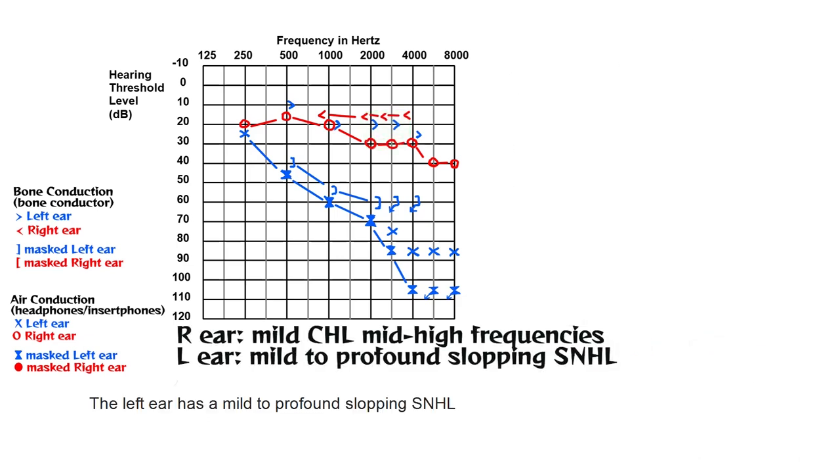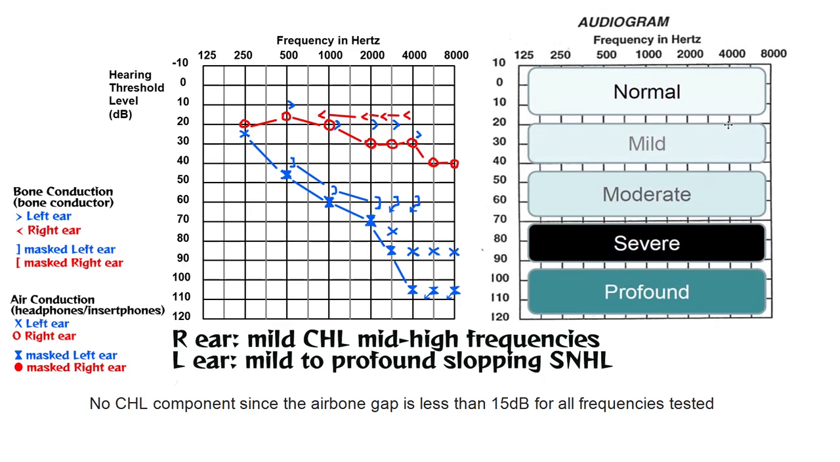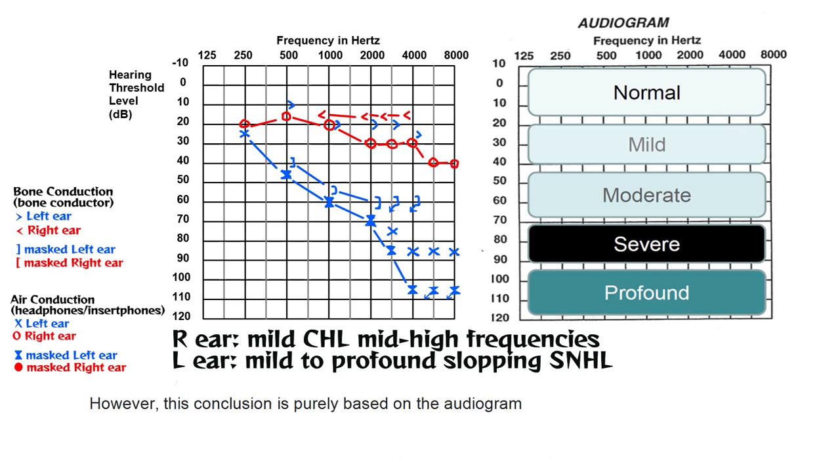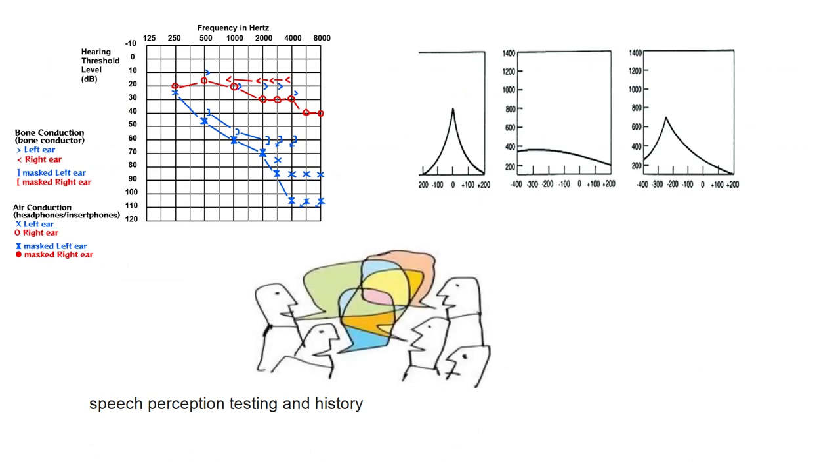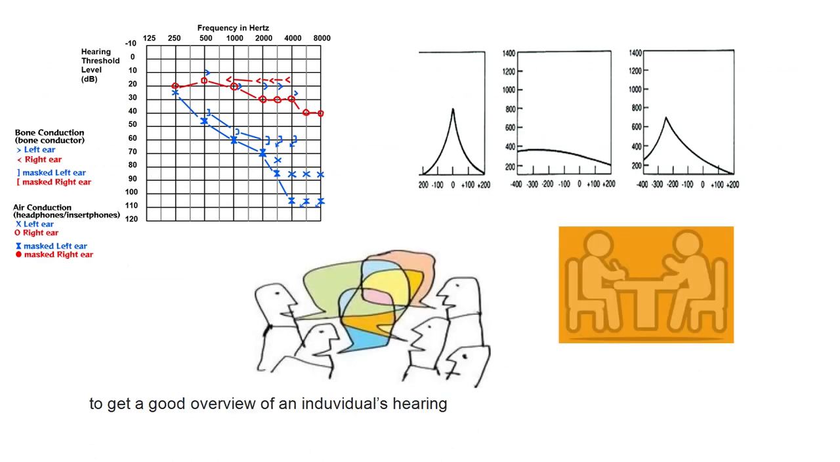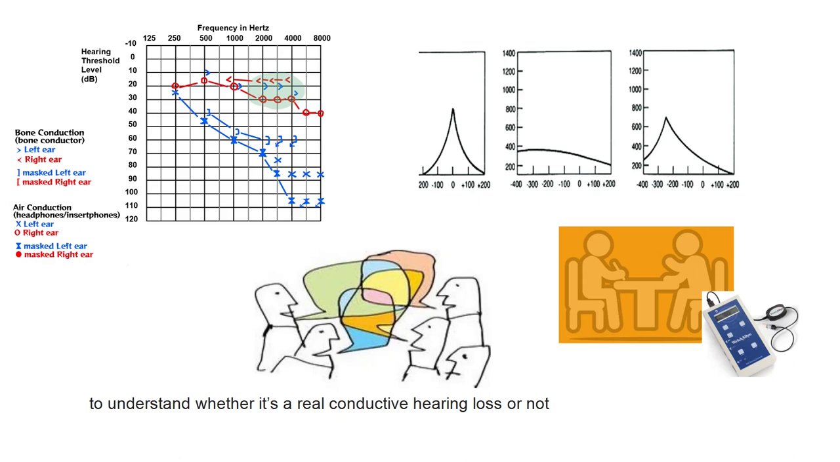So that's how we come to that conclusion. Okay. The left ear has a mild to profound sloping sensorineural hearing loss, with no conductive hearing loss components since the air-bone gap is less than 15 dB for all frequencies tested. However, this conclusion is purely based on the audiogram. In real life, we need to incorporate the results of tympanometry, speech perception testing, and history to get a good overview of an individual's hearing. Especially in this case, the conductive hearing loss in the right ear is very subtle. We definitely need to look at a tympanometry result, or even OAEs, to understand whether it is a real conductive hearing loss or not.